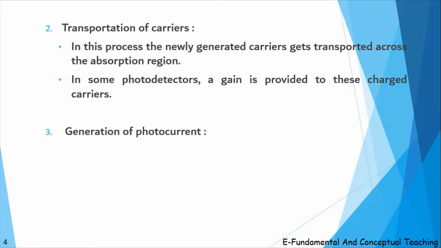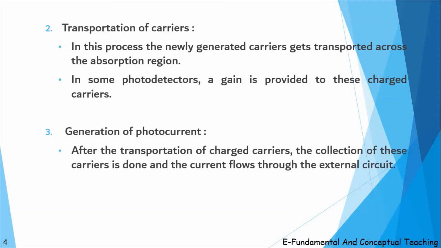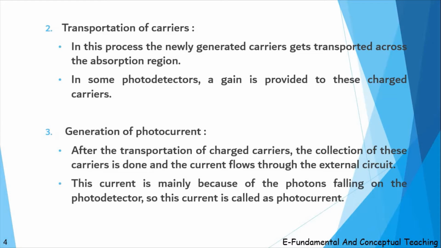Step 3. Generation of photocurrent. After the transportation of charge carriers, the collection of these carriers is done and the current flows to the external circuit. This current is mainly because of the photons falling on the photodetector. So this current is called photocurrent.